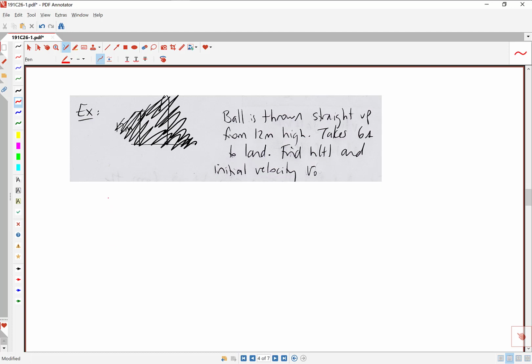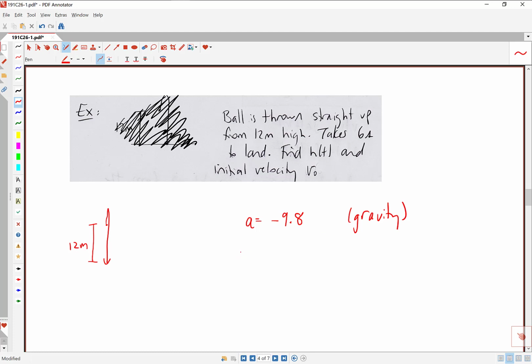So this ball is not starting on the ground. It's starting from 12 meters high. Okay, so let's say that's a height of 12 meters above the ground. So it's going to go straight up for some time, and then it's going to come straight back down, all the way down to the ground. So let's start at the same starting point as our previous problem. Anytime you've got vertical motion, you can start with acceleration due to gravity. We'll say the negative direction is downwards, so acceleration is negative 9.8 meters per second squared.